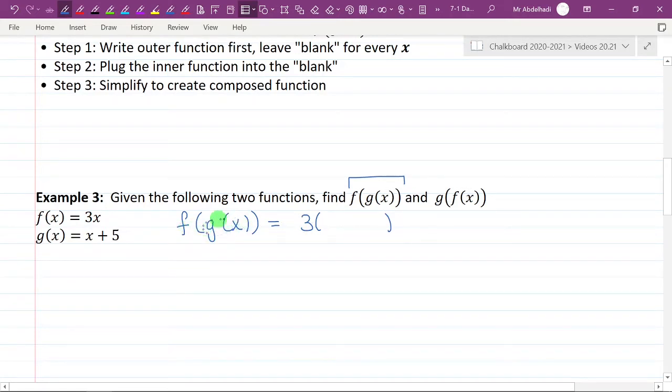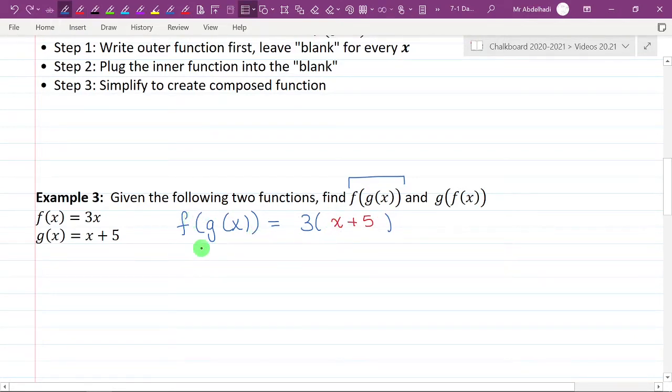Now, what's the inside function? The inside function is g of x. That's your other little function machine from up top. And this function is x plus 5, and this goes inside f here. So it goes here, like that. And now you can simplify.